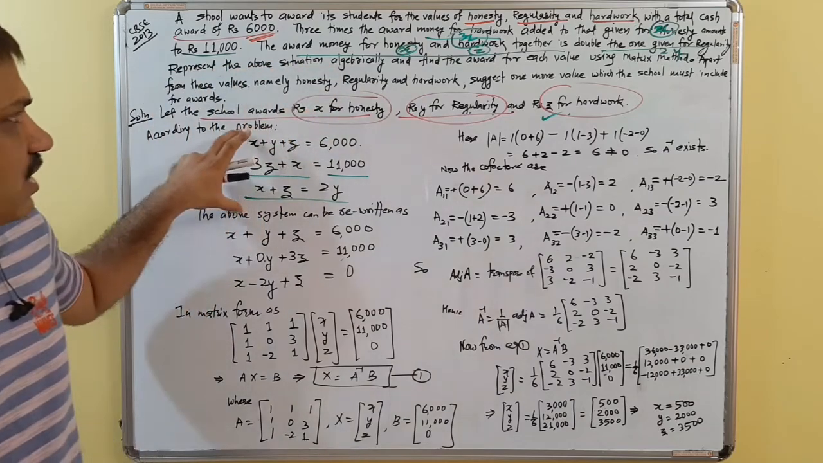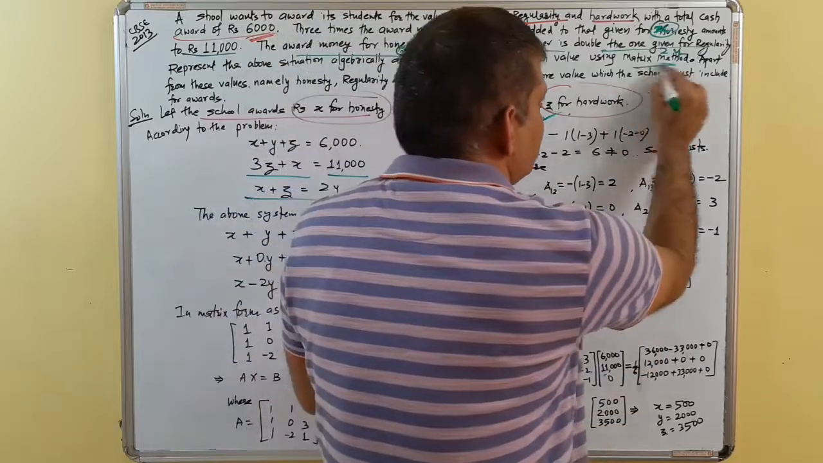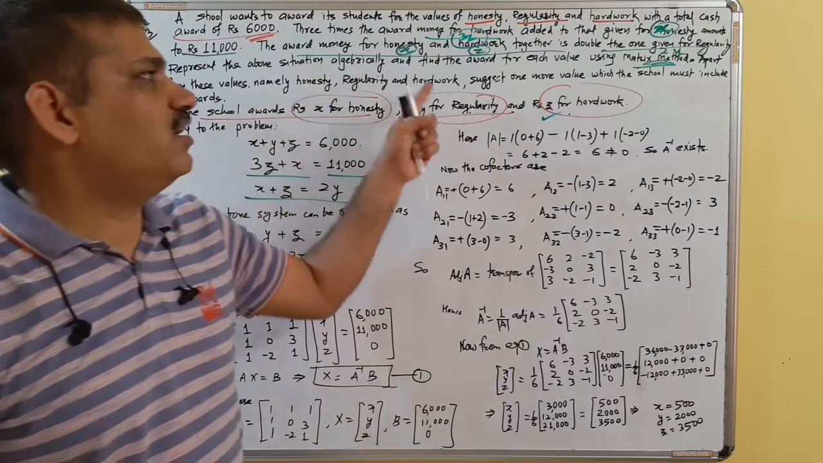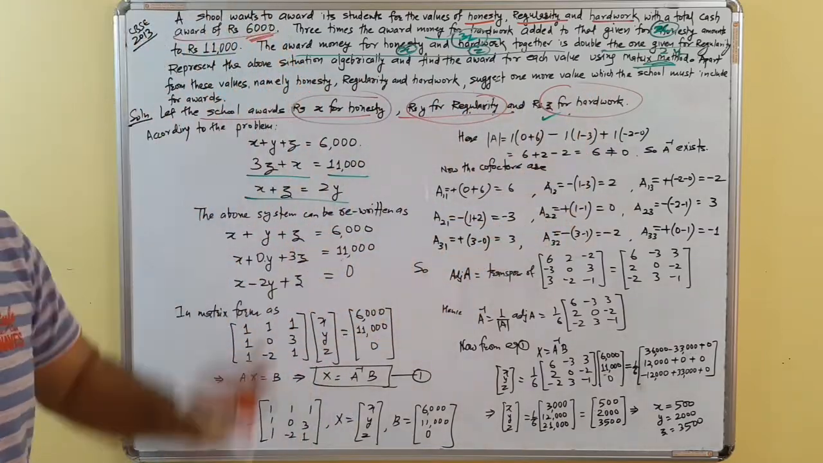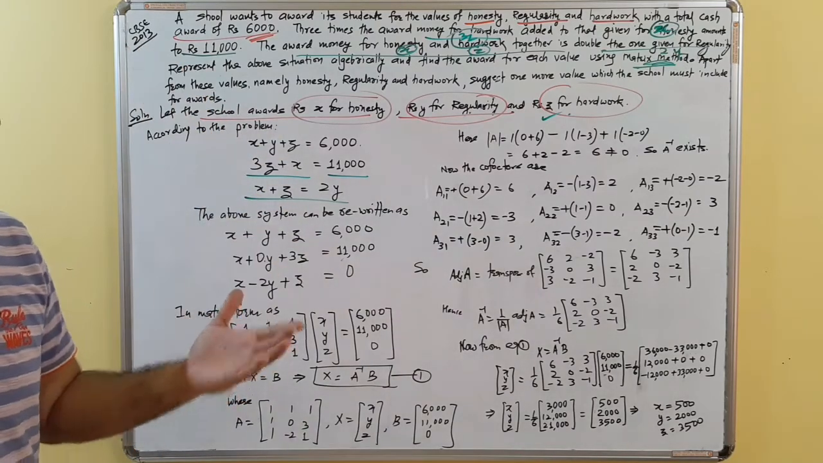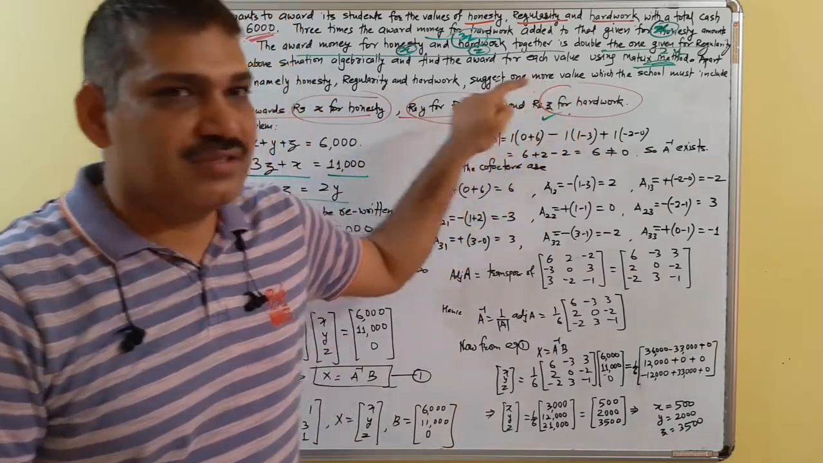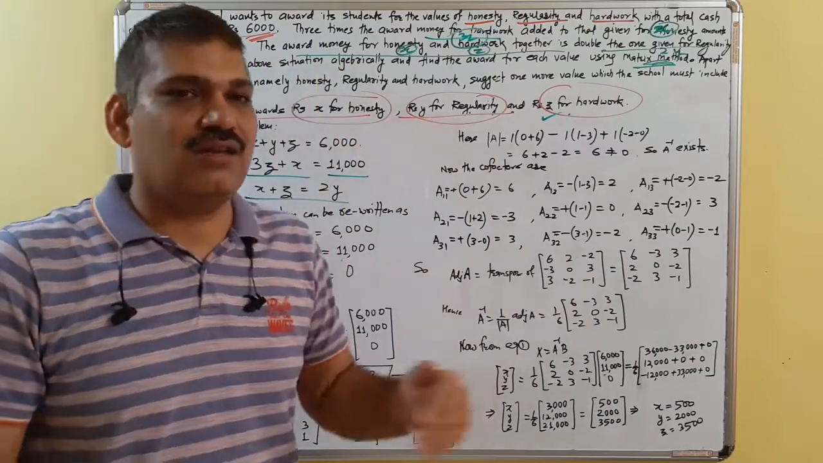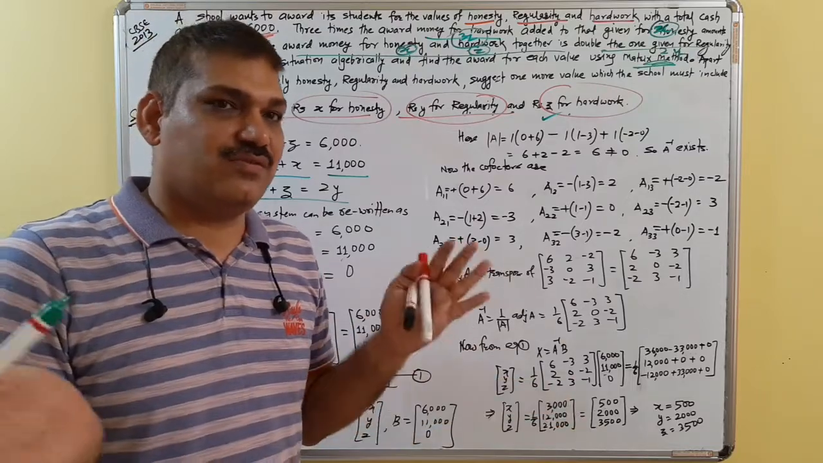Represent the above situation algebraically and find the award for each value using the matrix method. Apart from these values, namely honesty, regularity and hard work, suggest one more value which the school must include for awards. Well, in the previous sessions, value-based questions were there, and for each such question 1 mark was reserved for this value-based part. Now the value-based part is not generally asked, but a question may be framed, there is no problem at all.